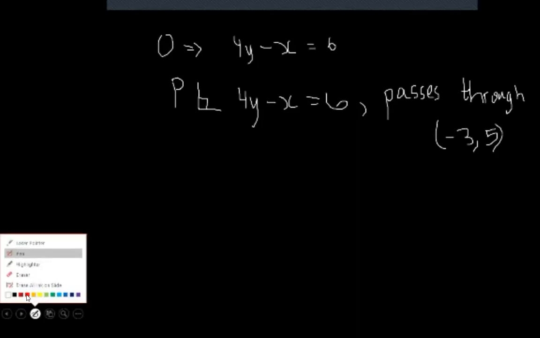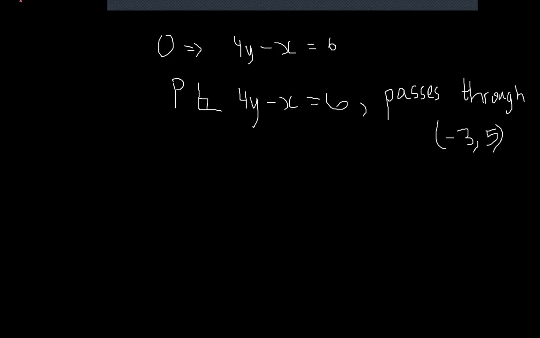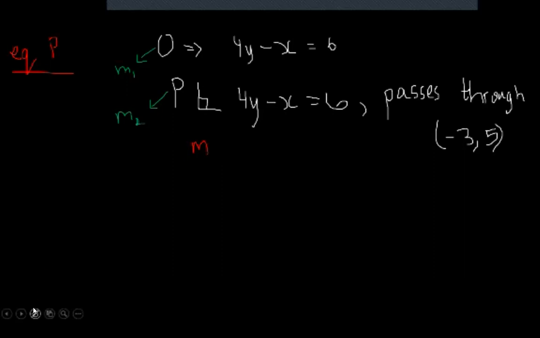Okay. So let me just remind you here, we're trying to find the equation of P. They already gave us the equation for line O, and they told us that P is perpendicular to O. If I say that the gradient of line O is M1 and the gradient of line P is M2, if O and P are perpendicular, that means that the product of their gradients, M1 times M2, would be equal to -1. Agreed? Yes or no? Yes, miss.